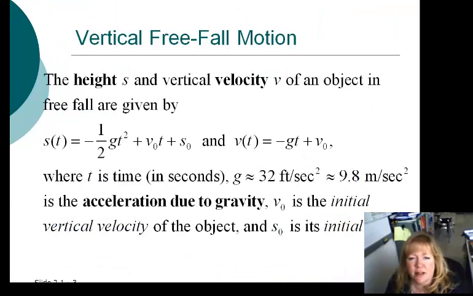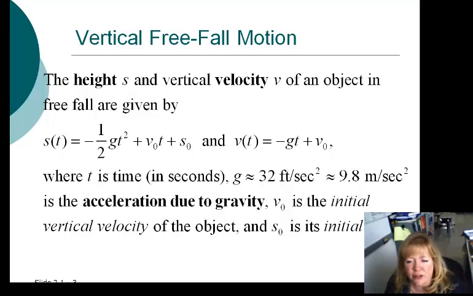So the next application is vertical free fall motion and the height of an object at time t. These two formulas you'll see over and over, especially if you take physics. If you know what the variables mean in each of these formulas, it's very simple, and you're given most of the things to fill in the formula. The first one, s of t equals negative 1/2 g t squared plus v sub 0 t plus s sub 0, gives you the height of an object at time t.